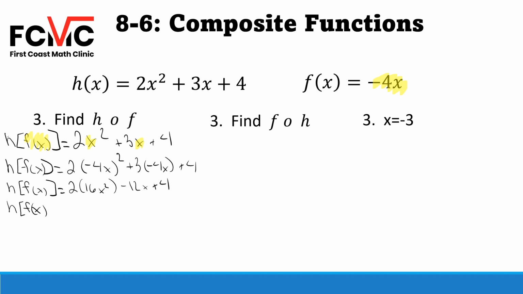And h of f of x is going to give us 32x squared minus 12x plus 4.